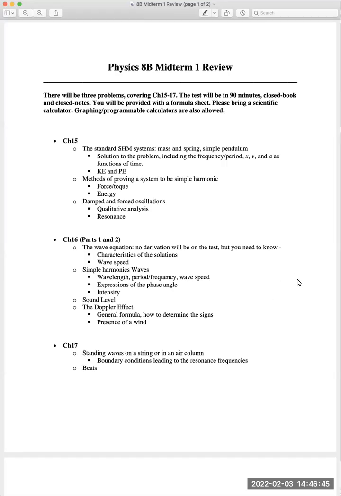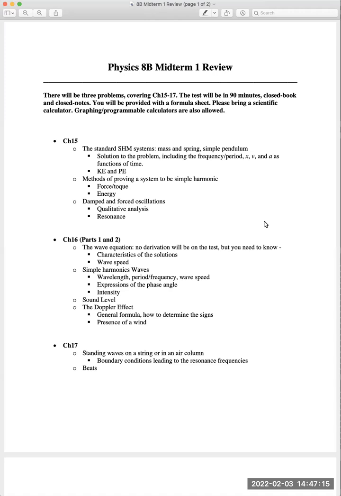So now let's take a brief look at the review for the first midterm in Physics 8B. There are going to be 3 problems on the midterm, just like the sample test. Okay, and we'll cover chapters 15, 16, and 17. Now there are 2 parts in chapter 16, but it doesn't mean you necessarily get 2 problems in chapter 16. So we're going to review chapter 16 as a single chapter.